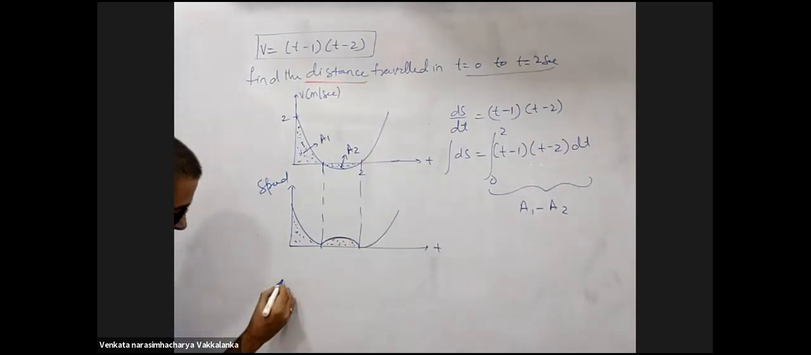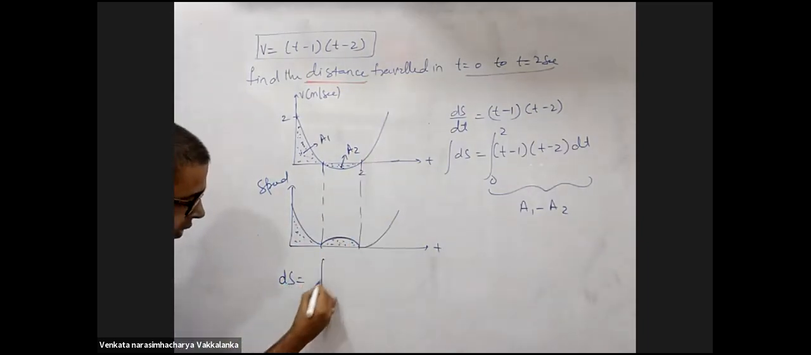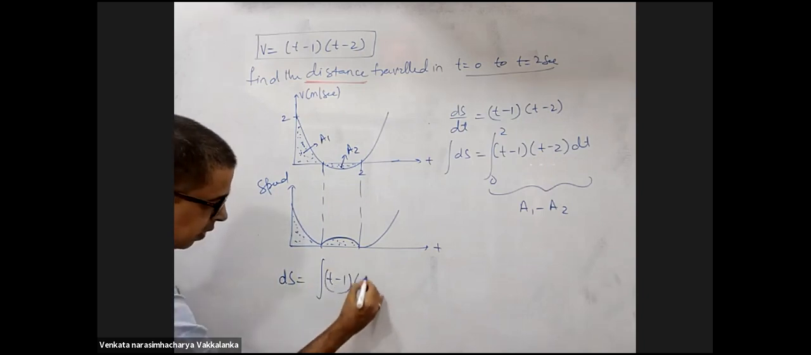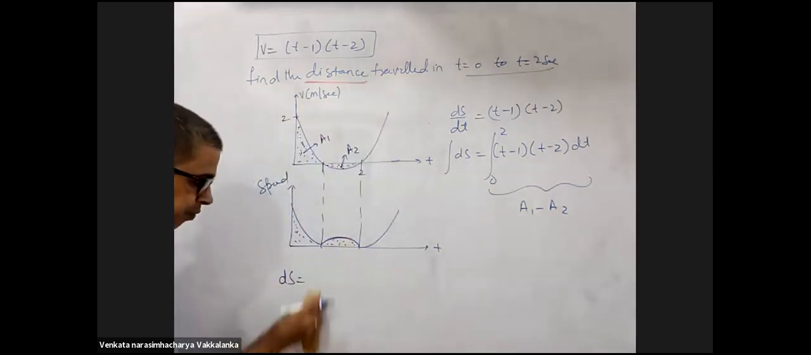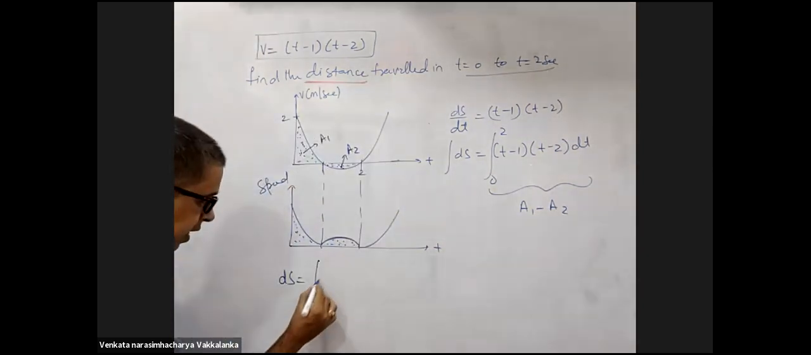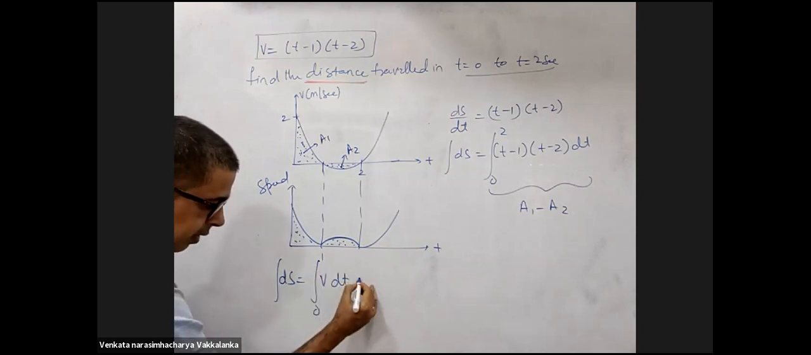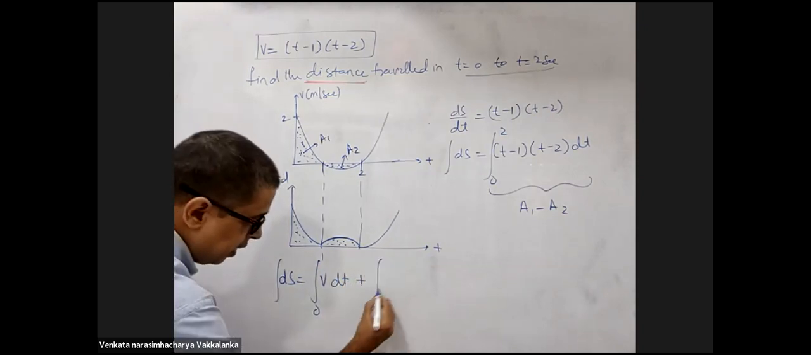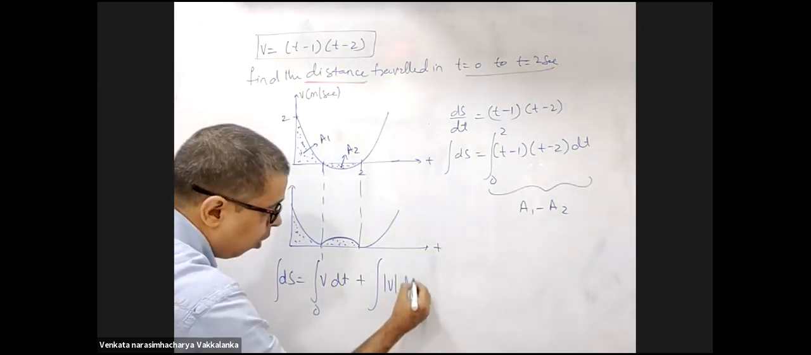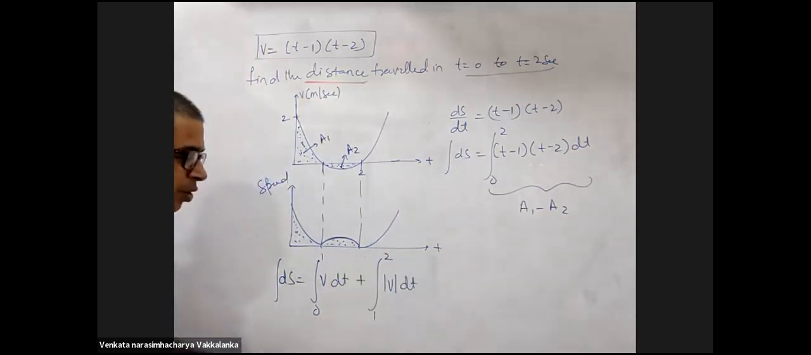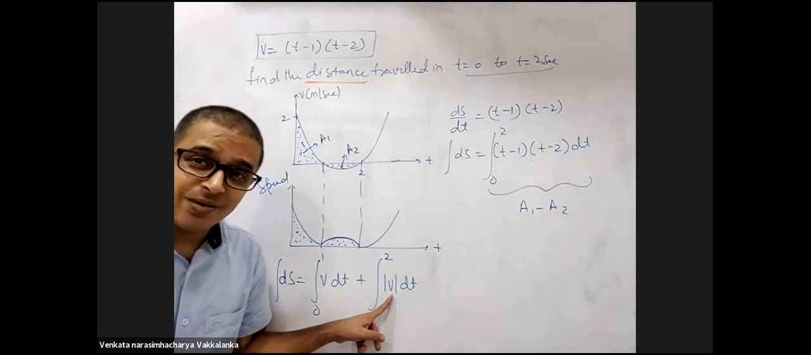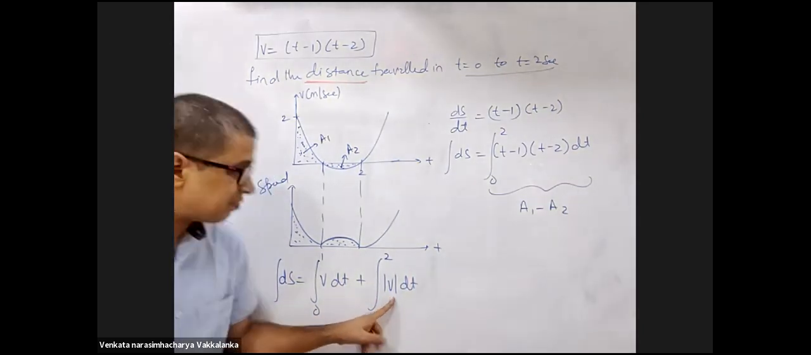Observe this carefully. ds is equal to t minus 1 into t minus 2, or I'll write the other step also. This will be integral of mod v dt from 0 to 1 plus integral of mod v dt from 1 to 2. You understand why we have done this? Remove the minus.